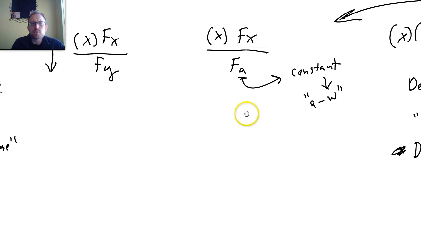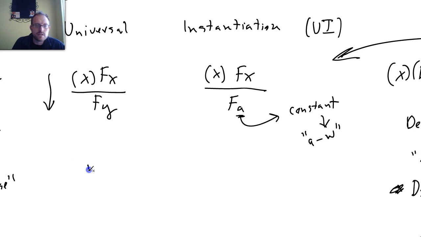Now, there are some important rules that we should mention. We'll put a little asterisk here. You cannot instantiate a negation.